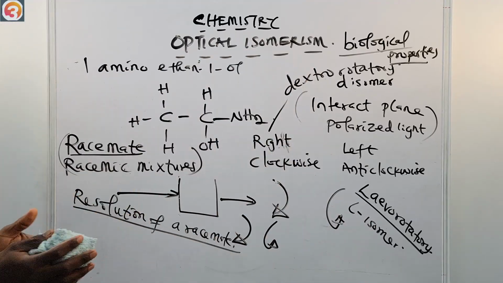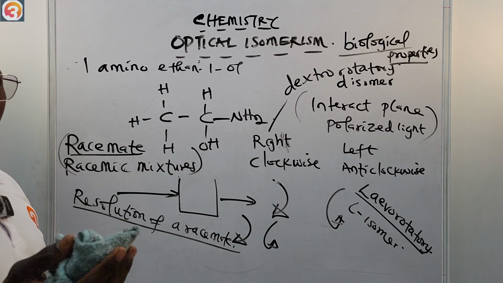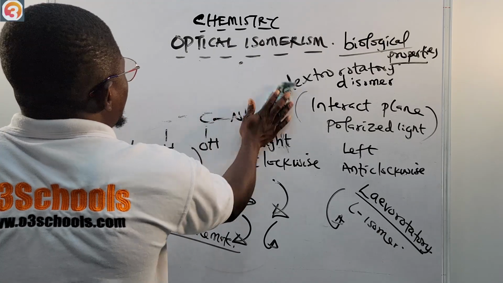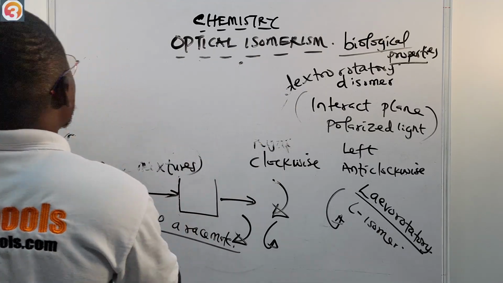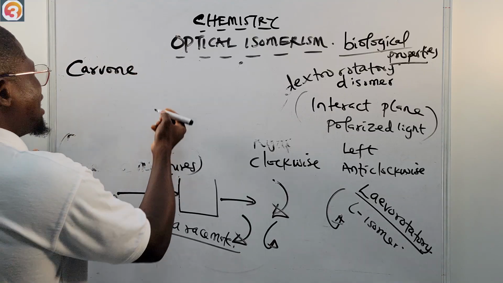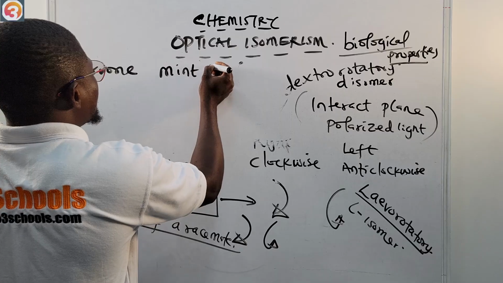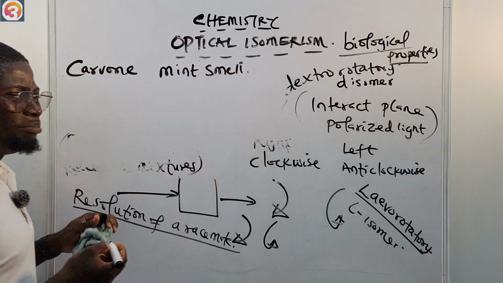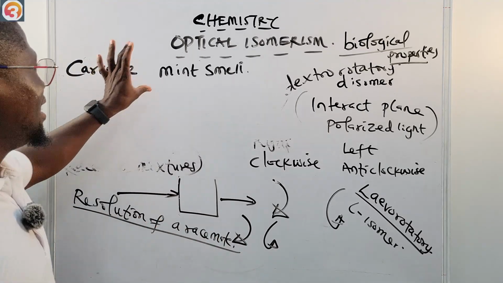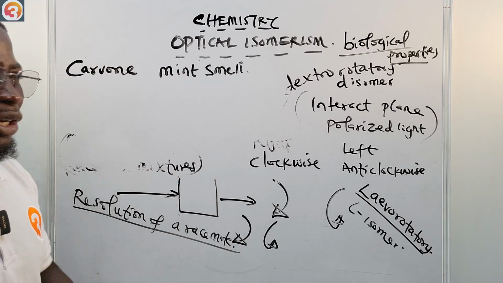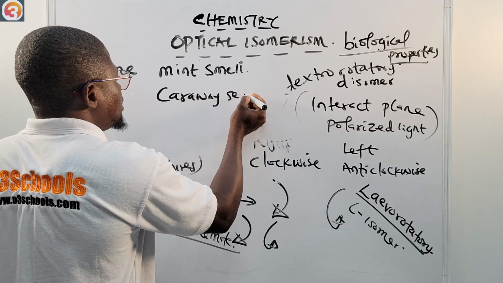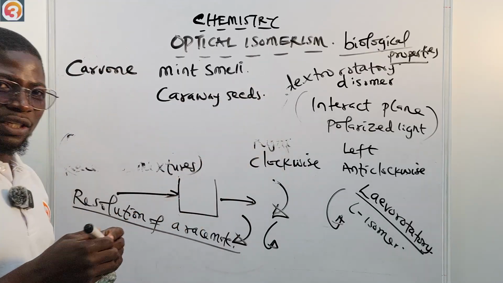For example, we have carvone, C-A-R-V-O-N-E. One of the enantiomers of carvone has a mint smell. You know what a mint smell is, isn't it? Mint leaf. One of the enantiomers has a mint smell. The other one has a smell of caraway seeds. So that is one example.